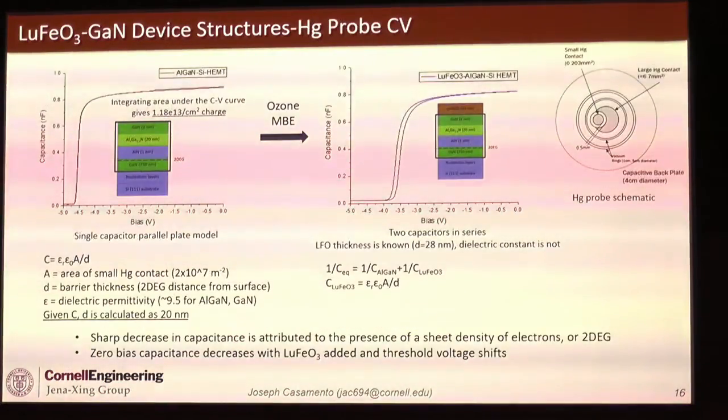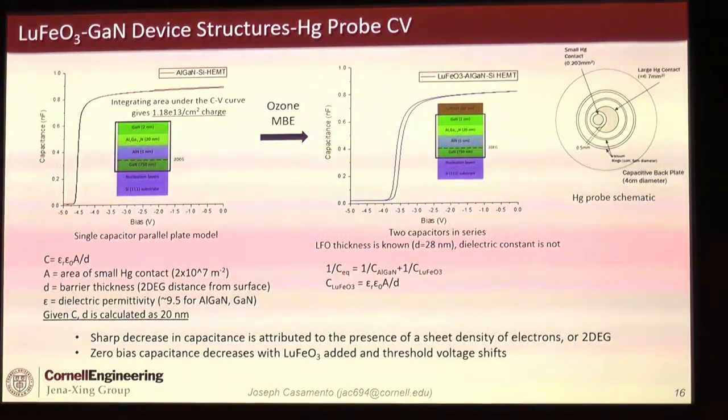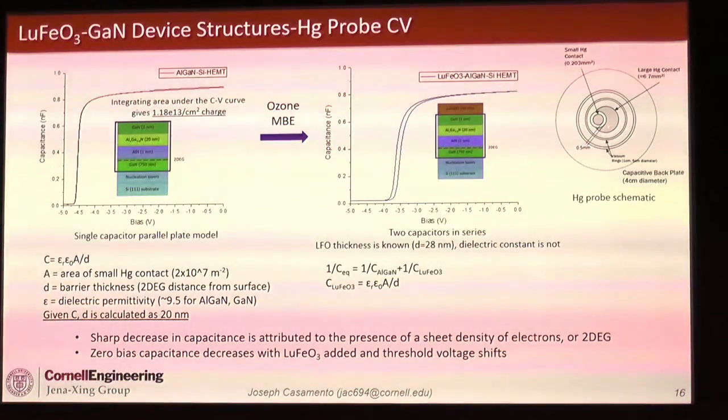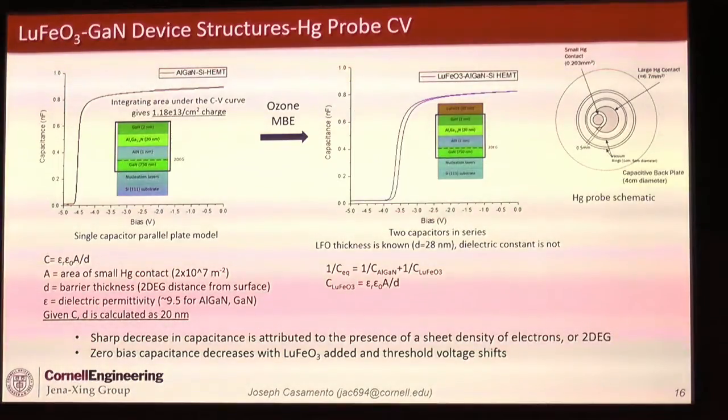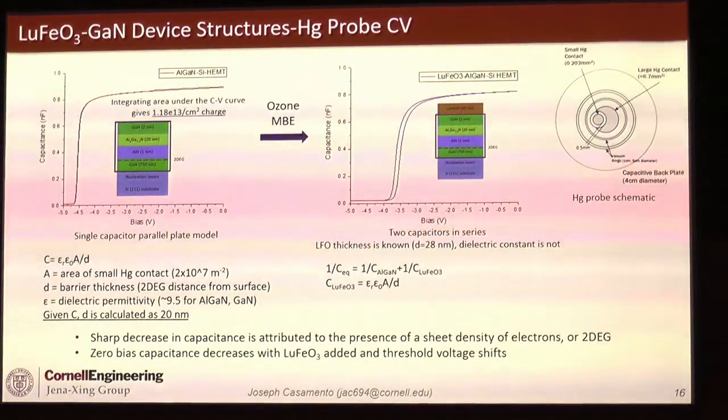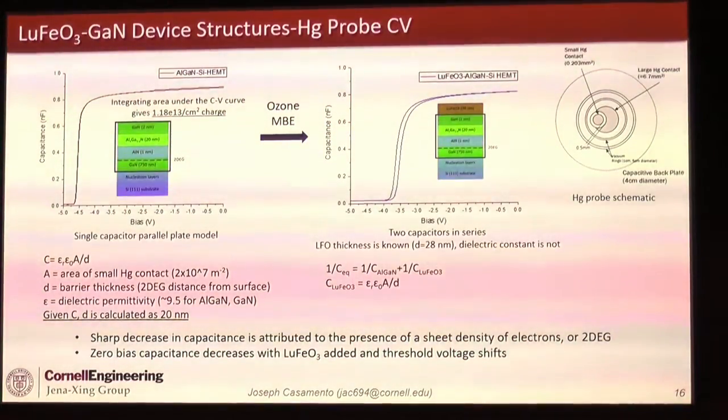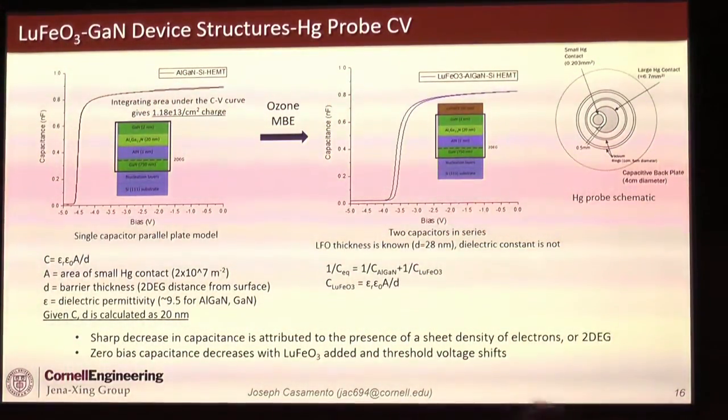So one of the things we did on an unprocessed sample is a quick mercury probe CV. Essentially, your small mercury contact is your Schottky barrier, and the very large one is essentially your ohmic contact on the surface. So you could see the sharp modulation in capacitance over a narrow voltage range. That's indication of the 2DEG. You can integrate that area to get the charge, and then after we deposit the lutetium ferrite, we see a threshold voltage shift, and you can see the nature of the 2DEG is still likely there. So these are generally promising signs.